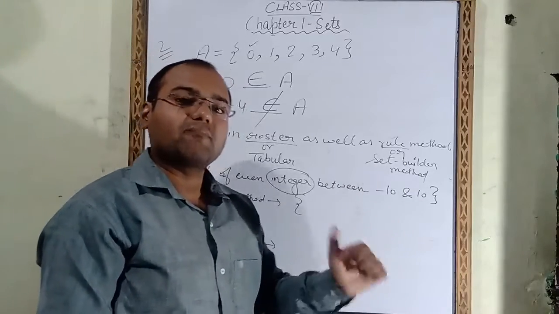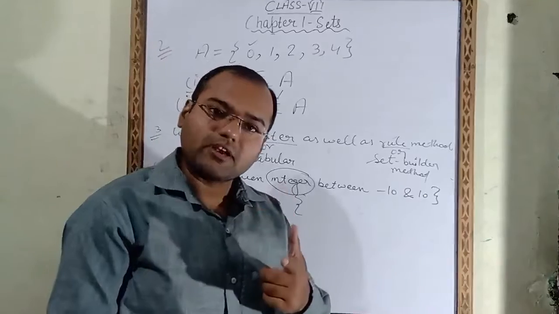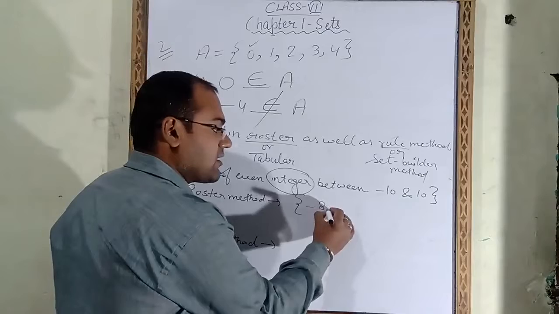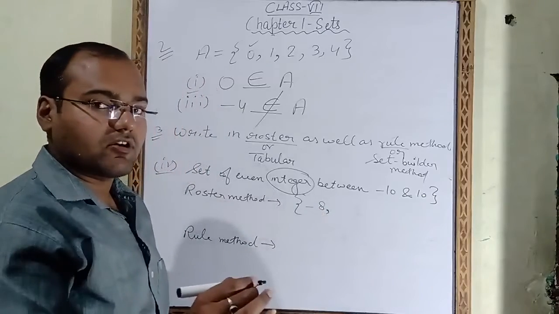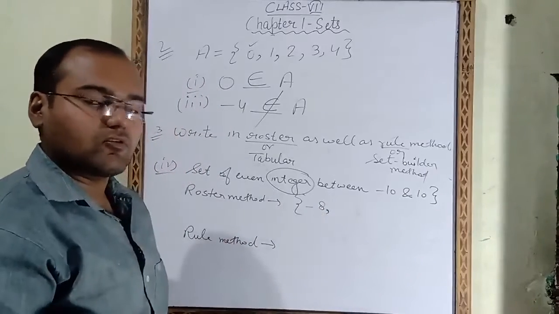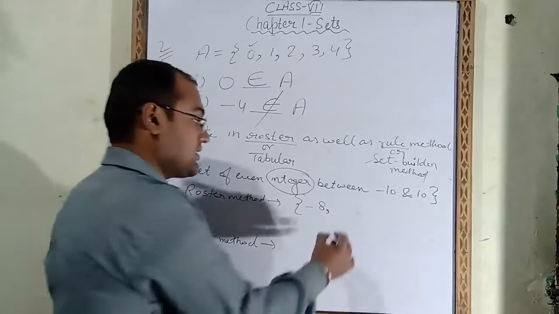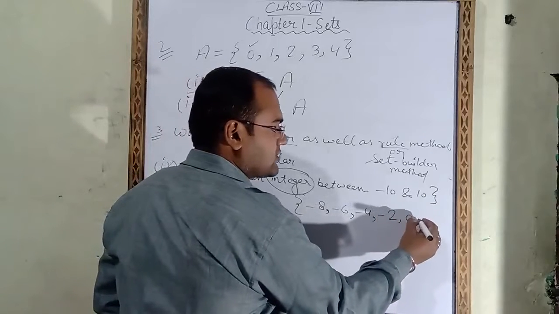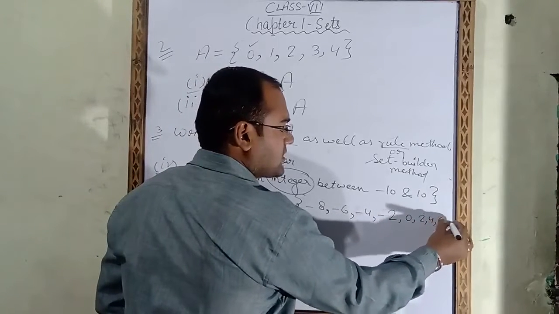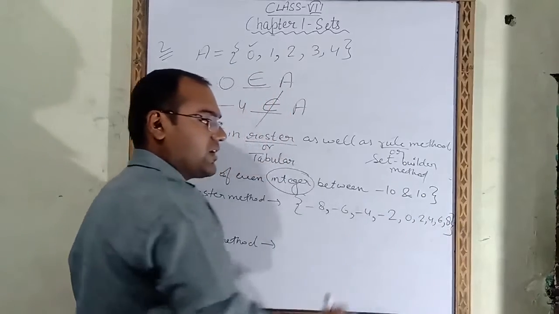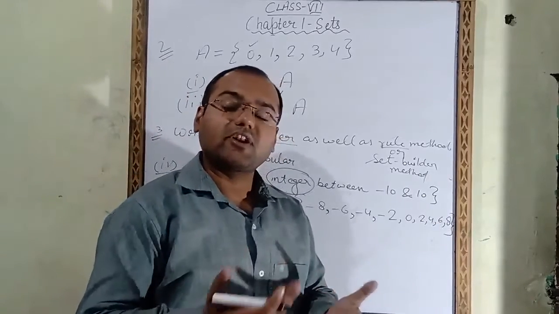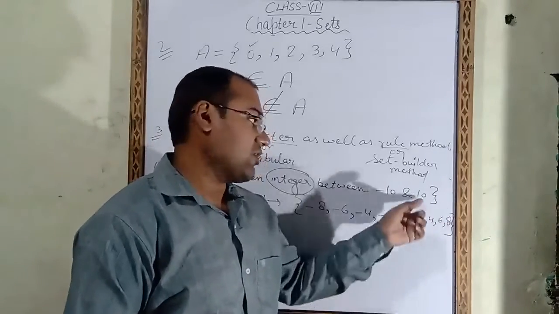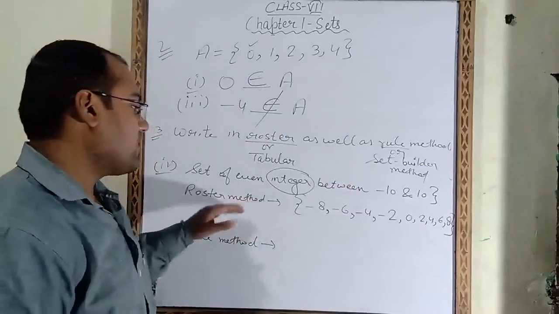After minus 10, minus 9. But minus 9 is not in the table of 2, so we will not take it. Then we will take minus 8. After minus 8, minus 7, we will not take. Then minus 6, minus 4, minus 2, then 0, 2, 4, 6, 8. Till 8 we will take, because after 8 the even number is 10, and between means we will not take 10. So this is the roster method.